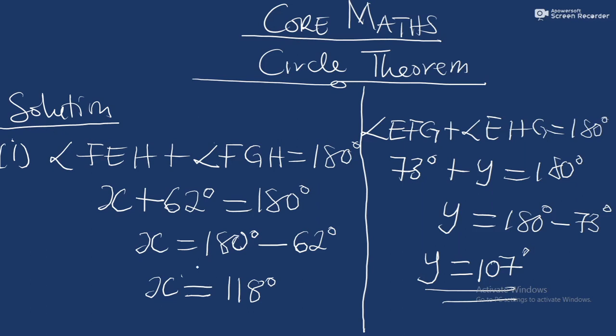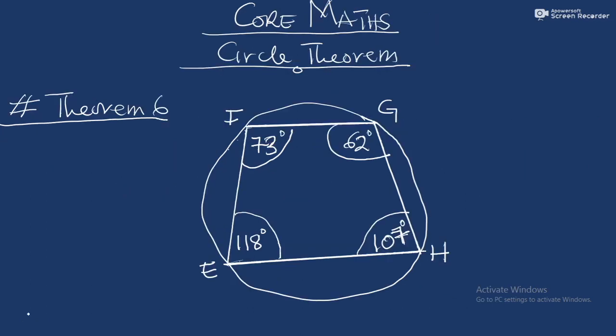Good. Now let's move on to our main lesson and on Theorem 6. Good. So Theorem 6 is still on the cyclic quadrilateral, but I would like us to deduce the theorem ourselves. Good. So let's look at it. So I'm using the assignment to help us deduce it.